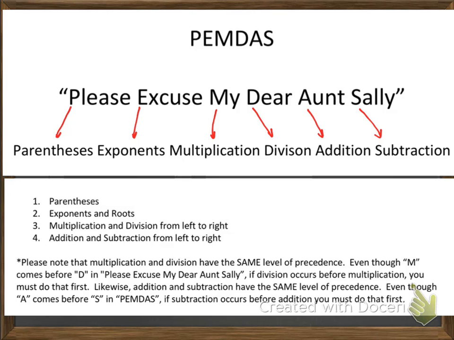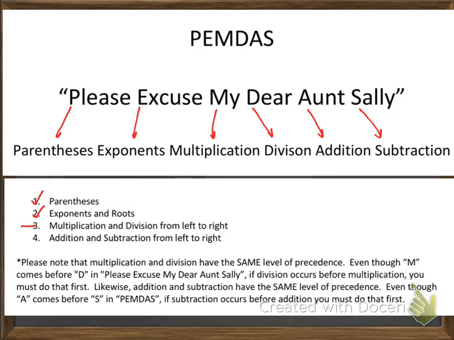Now, this is a convenient memory technique, but it can be somewhat misleading. What do I mean? Well, the first order of operation is parentheses. We do that before anything else. Then we have E for exponents. But something that's not necessarily mentioned is that we also need to include roots in our exponents.